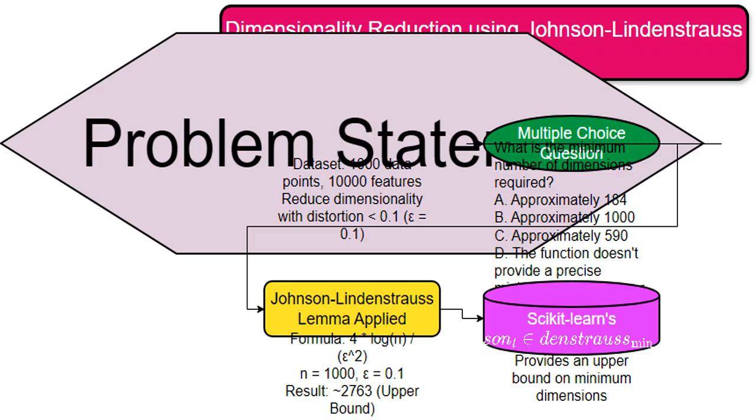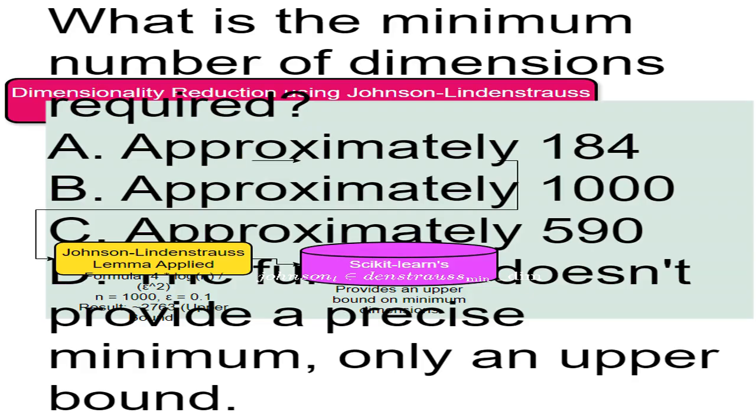The question asks for the minimum number of features needed after reduction. This is the core question. What's the smallest number of features I can have while still maintaining the relationship between my data points? Allowing a maximum of 0.1 distortion, epsilon equals 0.1.